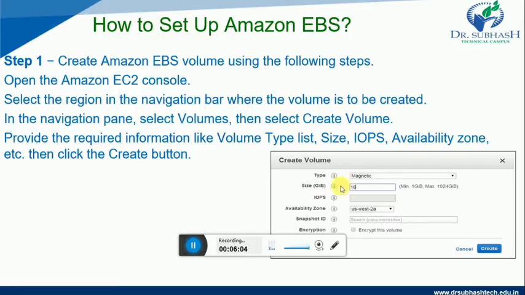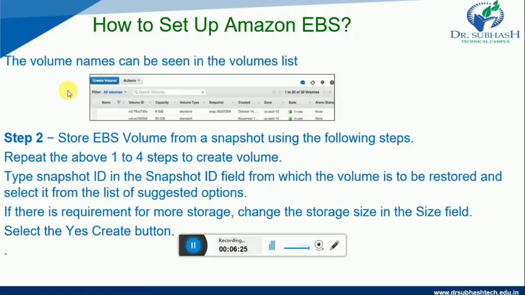Here you can see in this picture, if you want to create a volume, first you have to give the type name, size, IOPS, availability zone, snapshot ID and encryption, and then you can click on the create button and you can create your volume. This volume name can be seen in the volume list, as you can see in this picture.